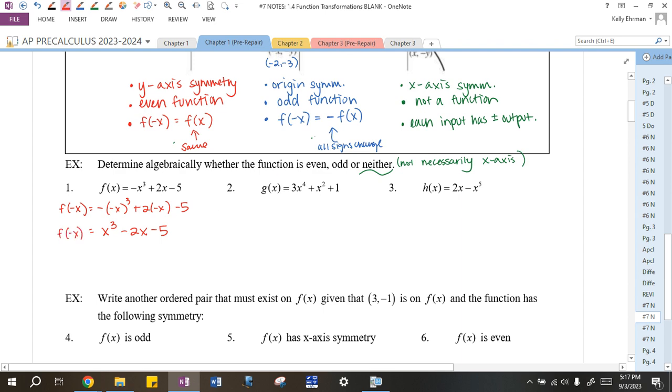Is this the exact opposite? The exact opposite would be, let's take a look. If we go back to the original and distribute a negative through, it would be x cubed minus 2x plus 5. So no, we don't have the exact opposite. So this is actually neither.